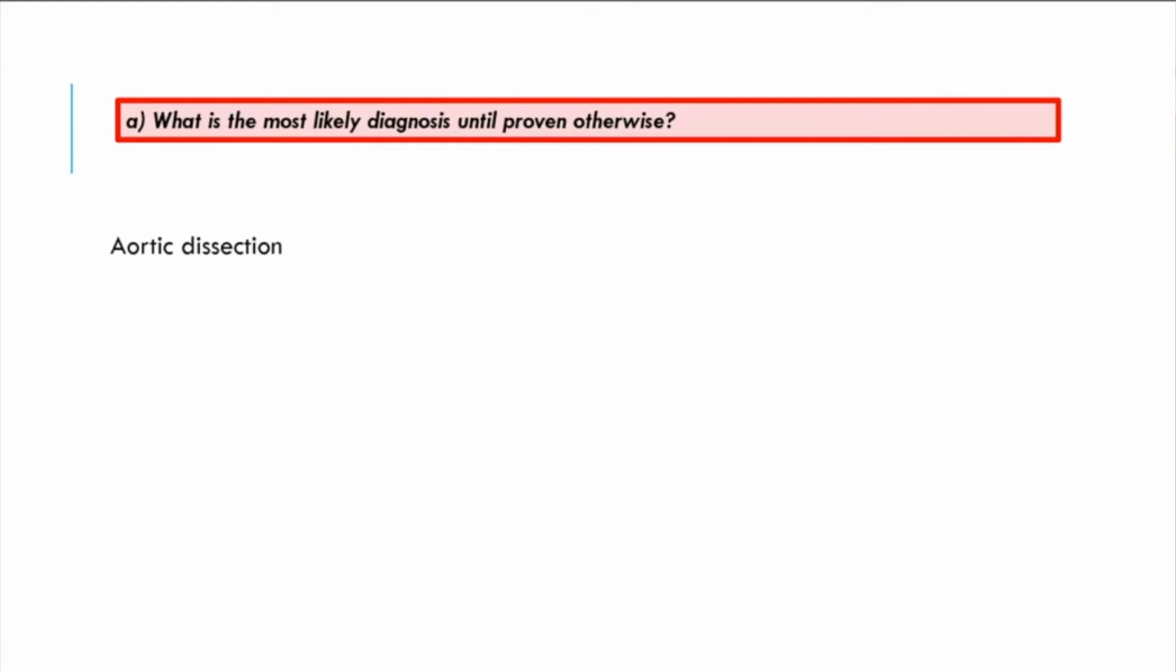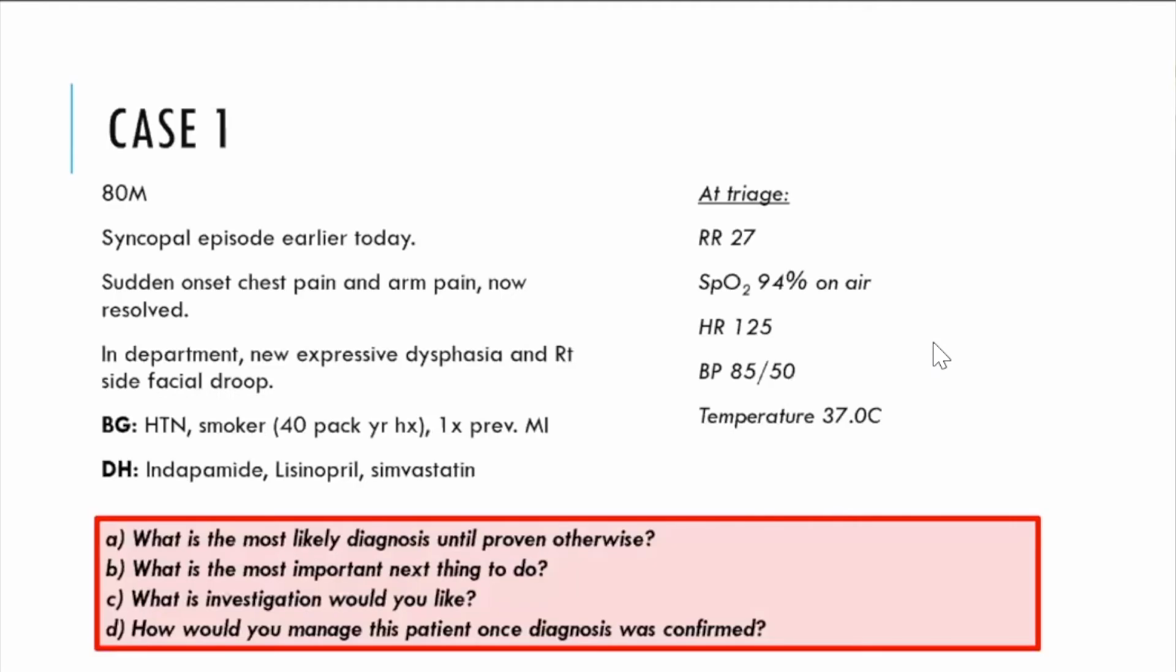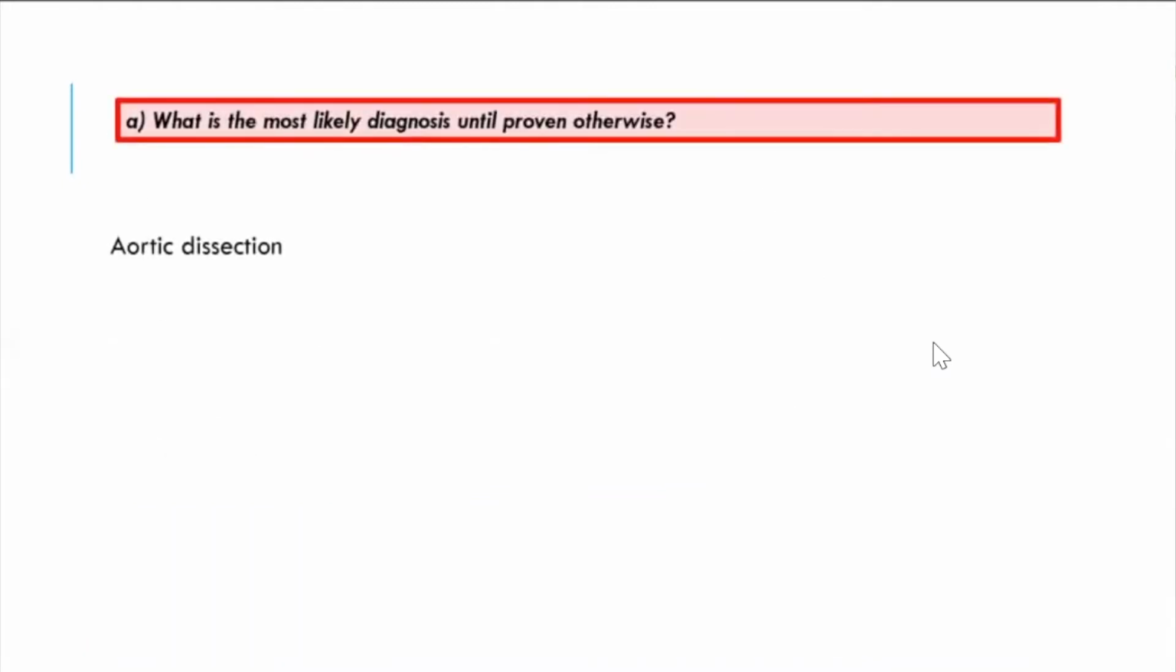And so for this patient, it's super important that we're thinking that they're old, they're decompensating, tachycardic and hypotensive, and they have new neurology with sudden onset chest pain. It doesn't really fit with an MI type picture or an ischemic picture of the heart. They have lots of risk factors, including hypertension, being a smoker, having a previous MI. They're all risk factors for aortic dissection. So these are things that you need to think about. So aortic dissection was what I had in mind.